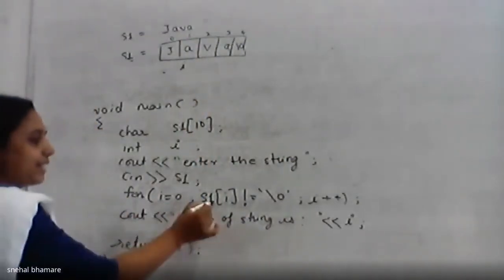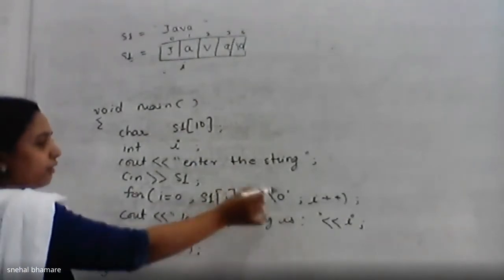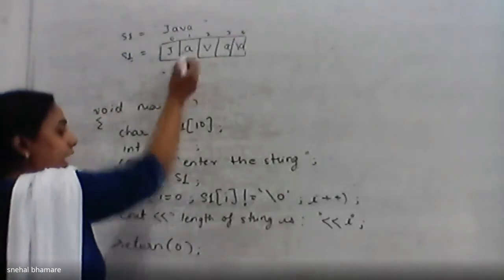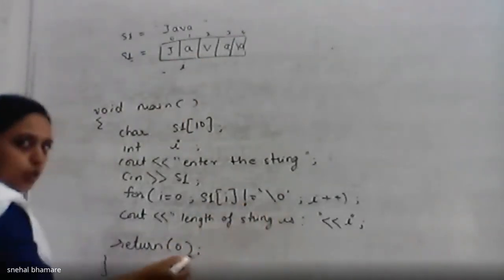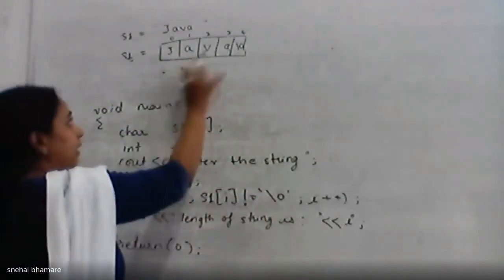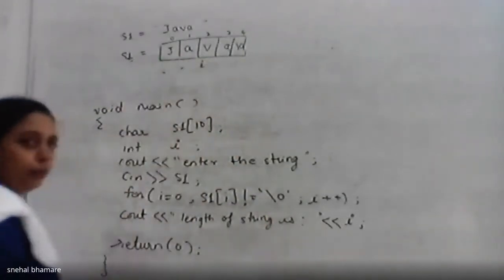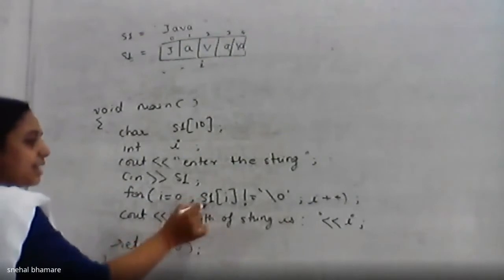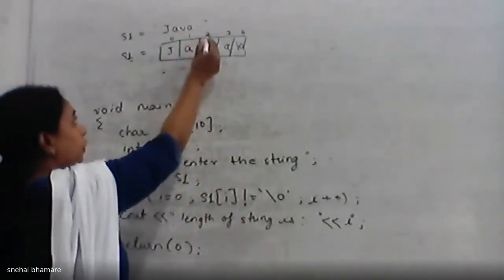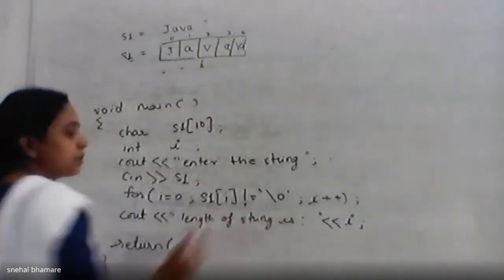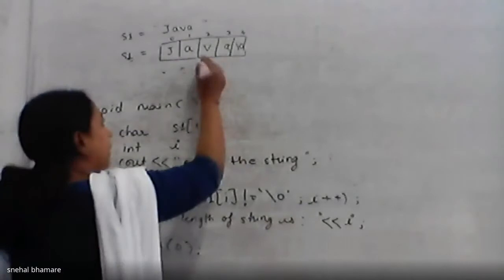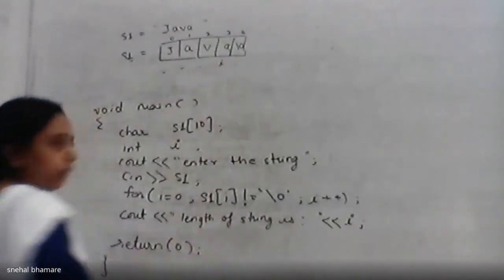Okay. I will check the condition. S1 of I not equals to /0. S1 of 1 is A. It is not slash 0, right? Condition true, again increment the I variable. Now I becomes 2. Again check the condition. S1 of 2 is not equals to slash 0. S1 of 2 is V. V is not equals to slash 0, right? Again increment the variable. I becomes now 3.